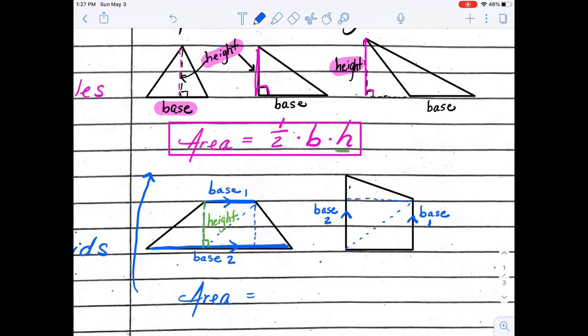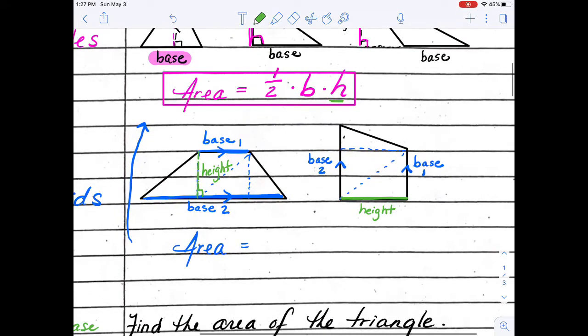And then remember I said the height is that 90-degree distance between the two bases. How far is it from one base to the other? So this would actually be my height. So we have to be very careful when we look at it to label our base 1, base 2, and definitely the height, and know what those lengths are before I get started.